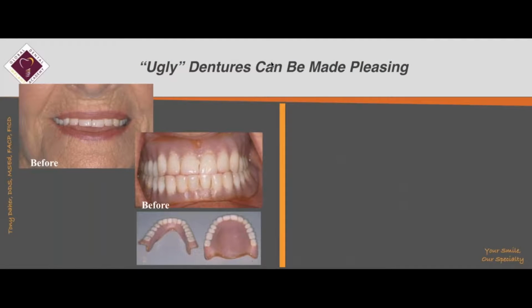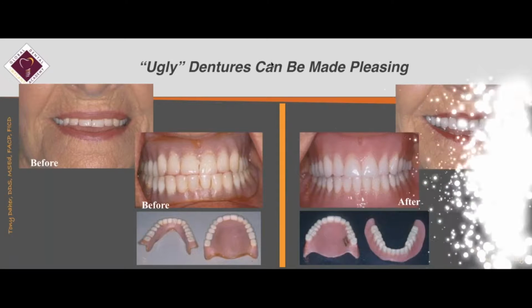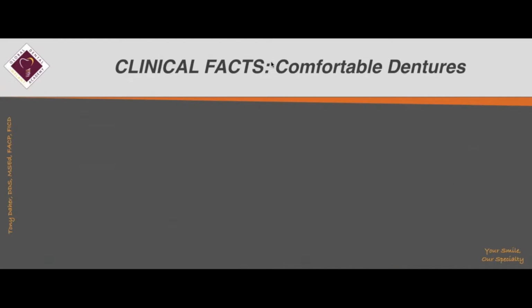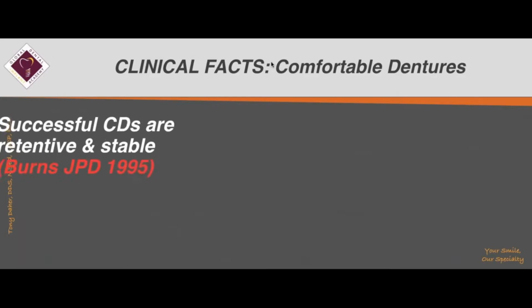Certainly, this is one way, but let's talk about another way. We know for a fact that ugly dentures can be made pleasing, and you can see from this picture, this is before and this is after. You have to familiarize yourself with some aesthetic guidelines that Dr. Frush talked about a long time ago, in the 60s: denture setup, teeth setup, and also the fit. I will show you how to make comfortable dentures.